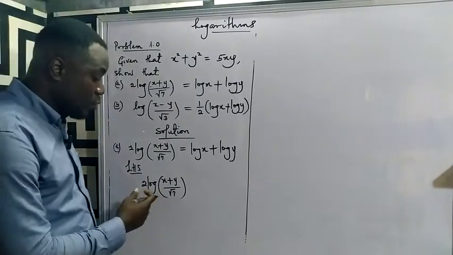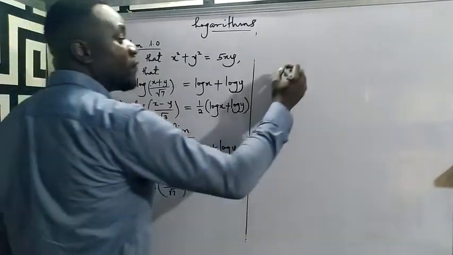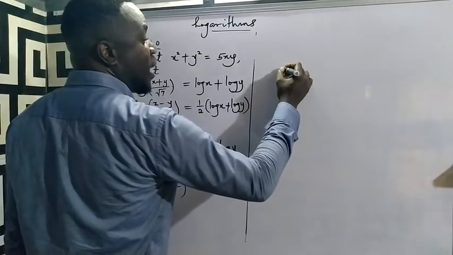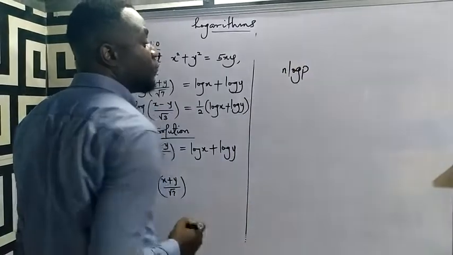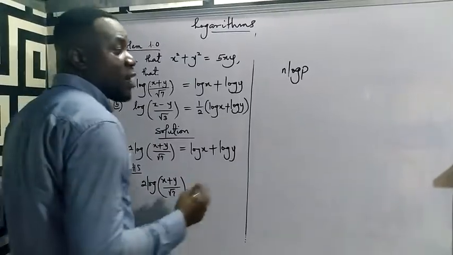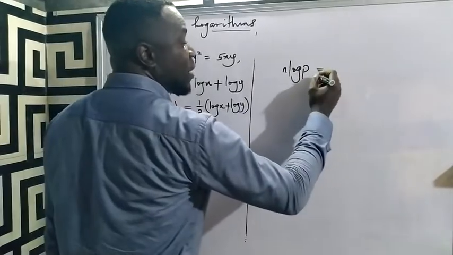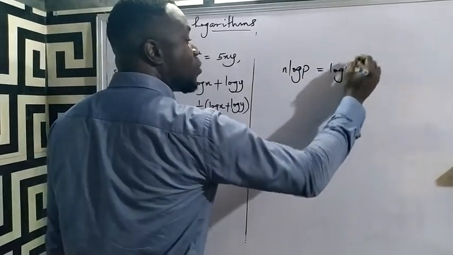So now, from the rule of logarithm, whenever you have n log p, according to the rule of logarithm, you can write this as what? Log p to the power of n. Yes, this is one of the rules of logarithm. So now, if you look at this very well, this is n log p, and this is 2 log this. So in this case, this is standing as p. P represents (x plus y) over root 7, right? Good. So we are going to mimic what we have in the rule. So just follow it one after the other. So n log p is written as log p to the power of n.